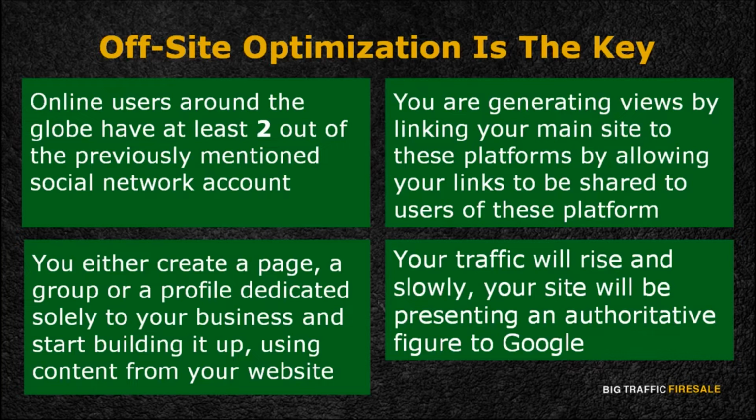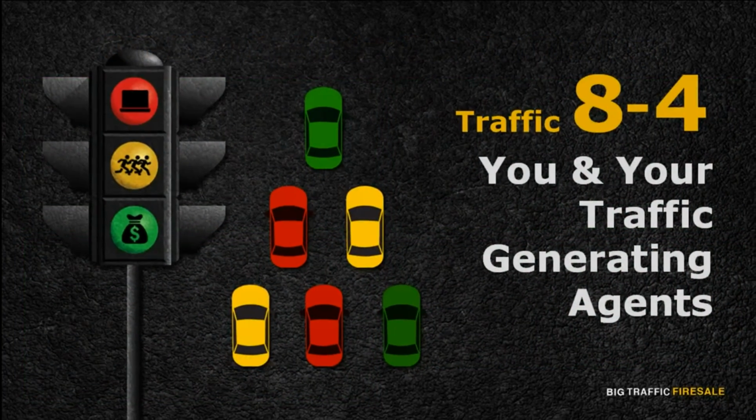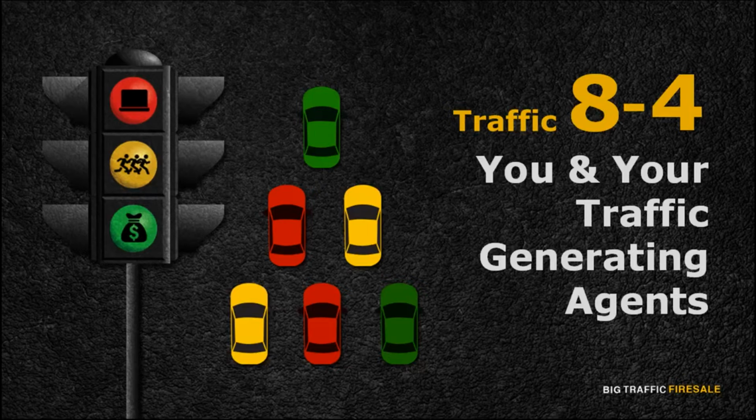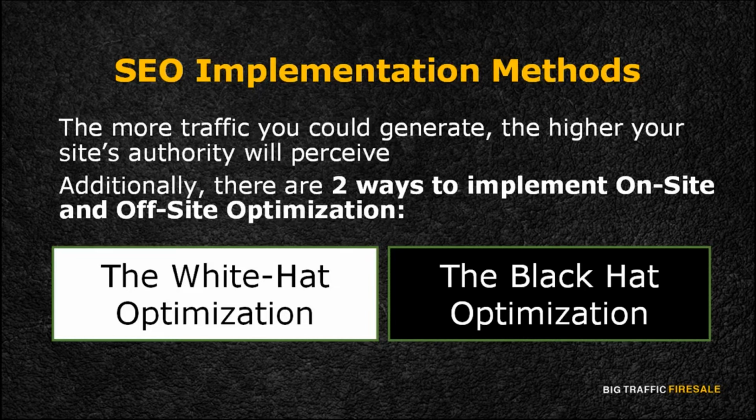This way, you're generating views by linking your main site to these platforms. Doing so allows your links to be shared to users of these platforms. Your traffic will rise, and slowly your site will be presenting an authoritative figure to Google. What's next between you and SEO as your traffic generating agent? As you can see, the agents are there to assist you in achieving the traffic you want to your site. The more traffic you generate, the higher your site's authority is perceived.